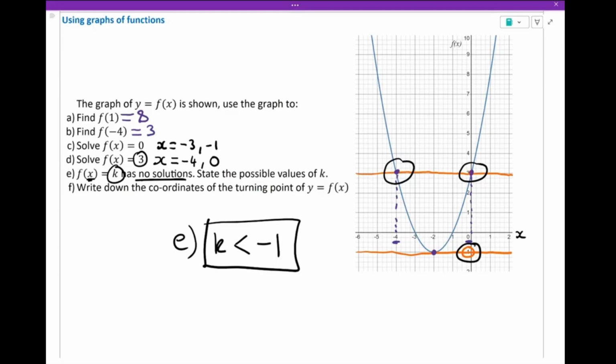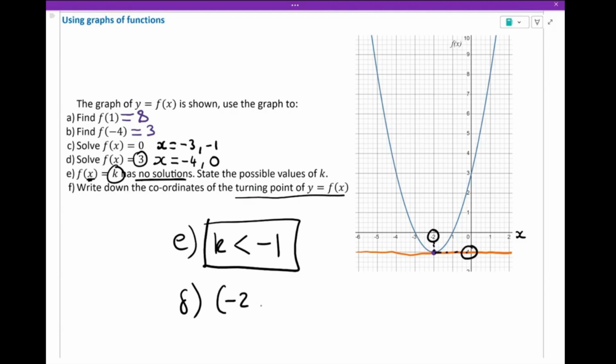Now let's have a look at part F. So it says write down the coordinates of the turning point of y equals f of x. Well, our blue curve looks a bit like a quadratic. Okay, and the turning point of a quadratic is either the highest point or the lowest point. In this instance, it is going to be our lowest point, okay, because we got a minimum point. Sometimes it's called a vertex instead of a turning point. I need to write out the coordinates of this purple point I've already marked. So the coordinates are -2 for my x value, and then my y value is the -1 here. So it would be -2, -1.